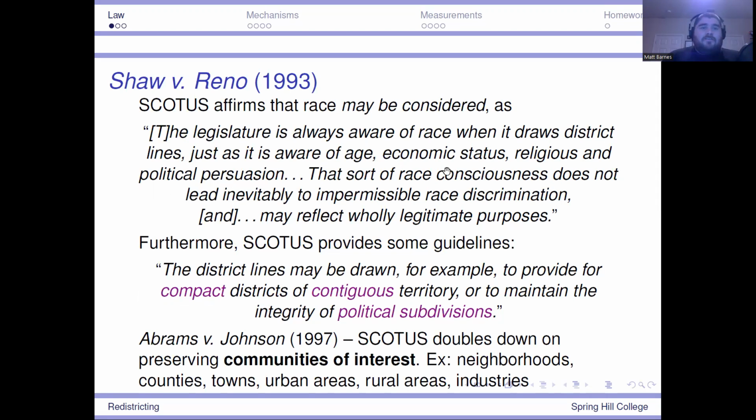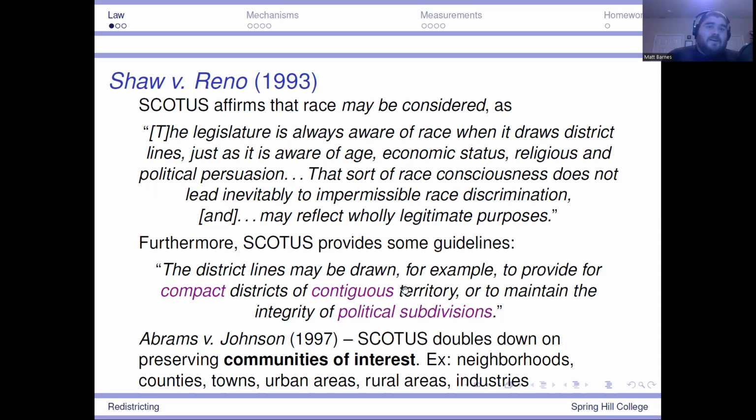So in Shaw versus Reno, the Supreme Court affirmed that race may be considered when drawing these lines for districts. They say the legislator is always aware of race when it draws district lines, just as it's aware of age, economic status, religious, and political persuasion. That sort of race consciousness does not lead inevitably to impermissible race discrimination and may reflect wholly legitimate purposes.